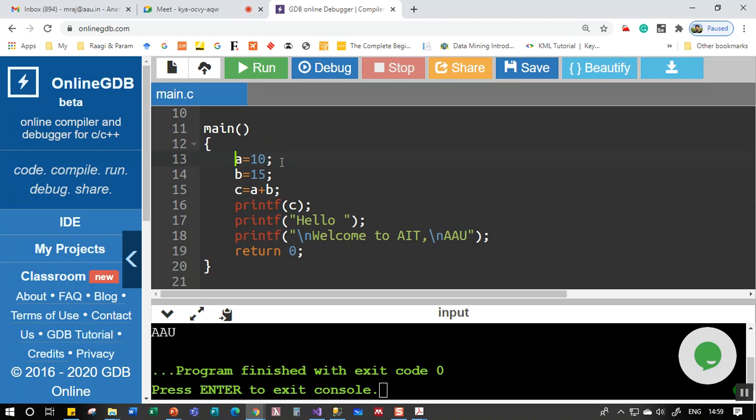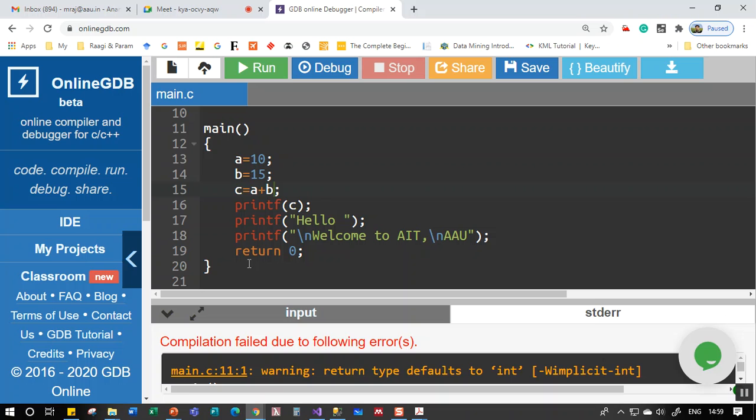Now a equal to 10, b equal to 5, c equal to a plus b. I am running this program, and it comes with errors. The error says compilation failed due to following errors: return data type defaults to an integer.